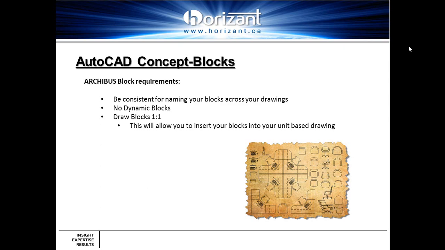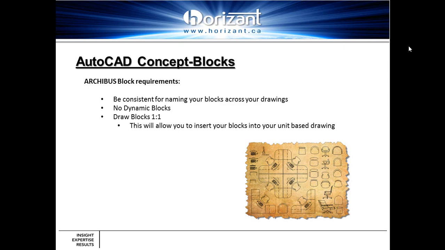Second item is dynamic blocking. ARCHIBUS does not support dynamic blocks at this point in time, so it's definitely a consideration that you want to look at. If you consider your blocks being tagged back to ARCHIBUS, they do not support the dynamic block concepts. So if you are looking right now at a block library and determining whether you want to go with a dynamic block or just a plain block library, and you're looking at ARCHIBUS and tagging those blocks back to ARCHIBUS, I would go with a plain block library. So something to keep in mind when dealing with the ARCHIBUS product.